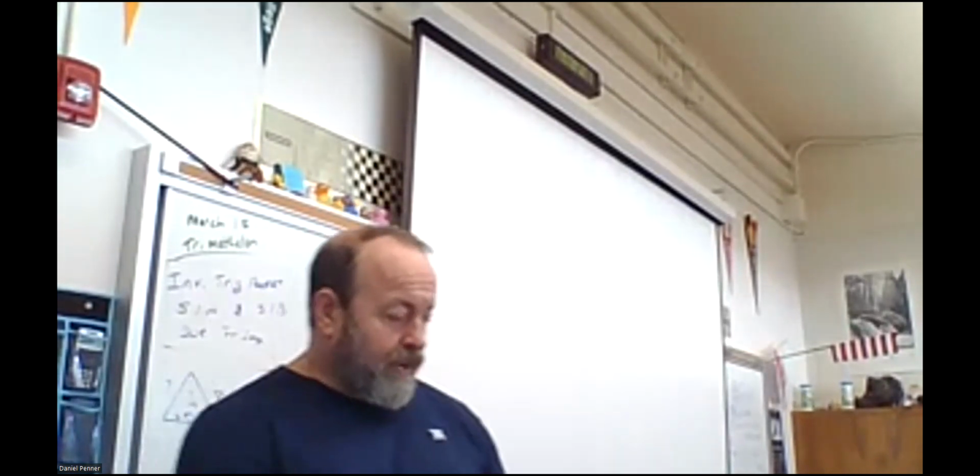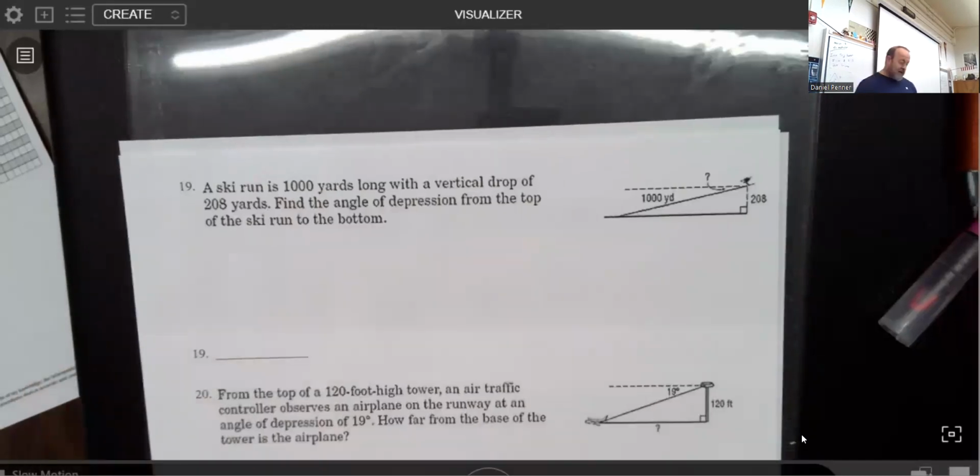Okay, our final page. Let's get it done. Here we are. Okay, so we flip the page and oh no, the dreaded word problem. Oh my goodness, we call this angle of elevation and depression.